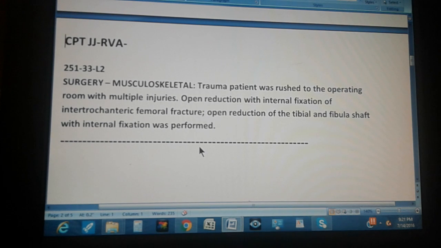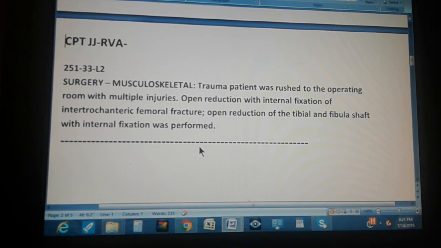Okay, CPT JJ-RVA, page 251, exercise 33, and this is a level 2 exercise, right? Surgery, musculoskeletal: trauma patient was rushed to the operating room with multiple injuries. Open reduction with internal fixation of intertrochanteric femoral fracture, and open reduction of the tibial and fibula shaft with internal fixation was performed.